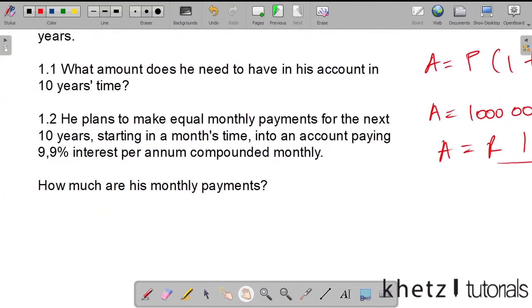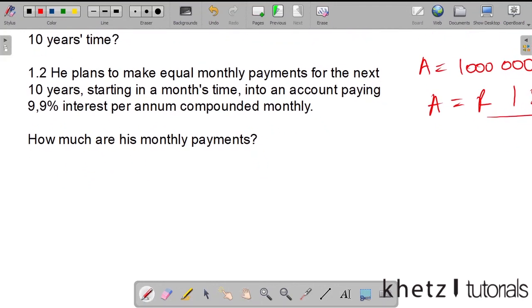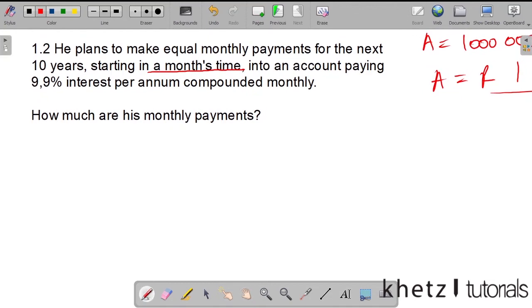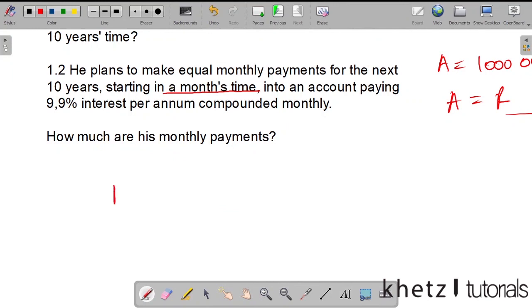We've answered question 1. Now the second question says he plans to make equal monthly payments for the next 10 years, starting in a month's time, into an account paying 9.9% interest per annum compounded monthly. How much are his monthly installments? Now it says in a month's time, which is the usual time that you actually pay. So don't take that as a deferred payment. You usually start so in this case, we want to have a certain amount in the future. So we should be thinking about the future value.